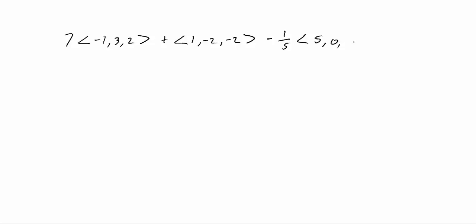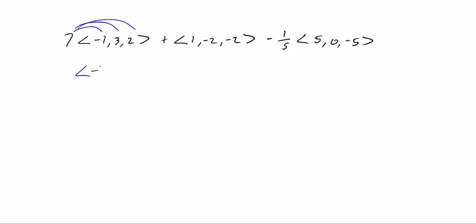Okay, one last example here for this video. We have 7 times the vector negative 1, 3, 2 plus the vector 1, negative 2, negative 2 minus 1/5 times the vector 5, 0, negative 5. So we want to actually simplify this. And the first thing we're going to have to do here in simplifying this is we need to take care of the scalar multiple. So here the 7, once again, is multiplied by the first vector. So we need to distribute the 7.